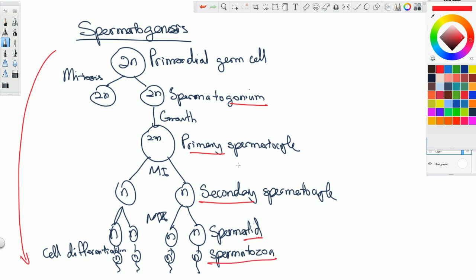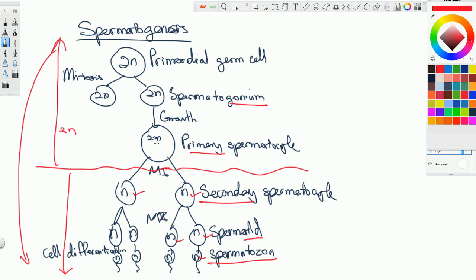So meiosis is actually here. Here starts meiosis 1. When meiosis 1 starts, the ones at the bottom are all haploid, all N. Before meiosis 1, the ones at the top are all diploid, all 2N. The bottom ones here are all haploid. Okay, so that's for boys.